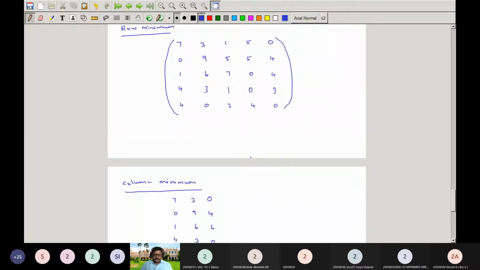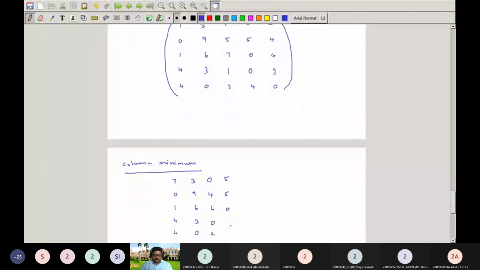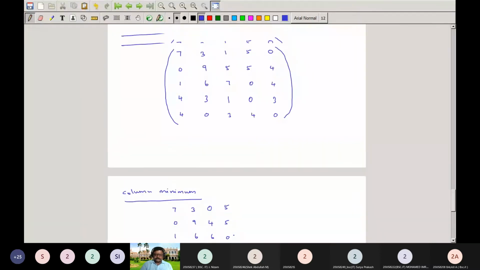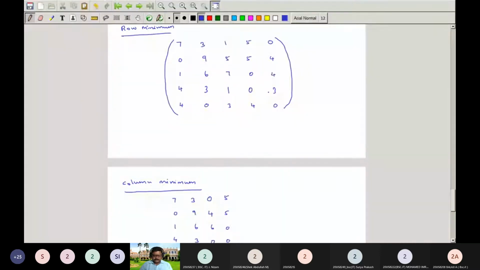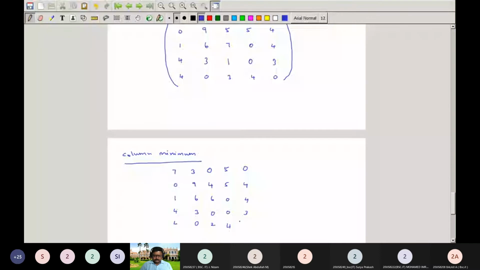Next, fourth column, minimum value 0. 5 minus 0, 5, 5 minus 0, 5, 0 minus 0, 0, 0 minus 0, 0, 4 minus 0, 4. Fifth column, the minimum value is what? 0. So 0 minus 0, 0, 4 minus 0, 4, 4 minus 0, 4, 3 minus 0, 3, 0 minus 0, 0. So this is the column minimum.